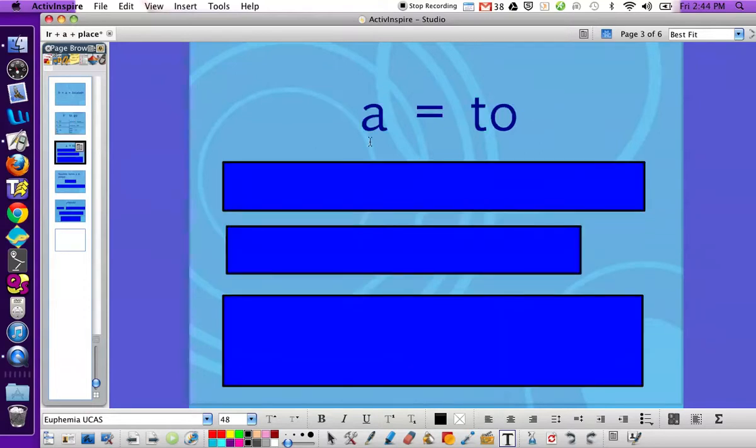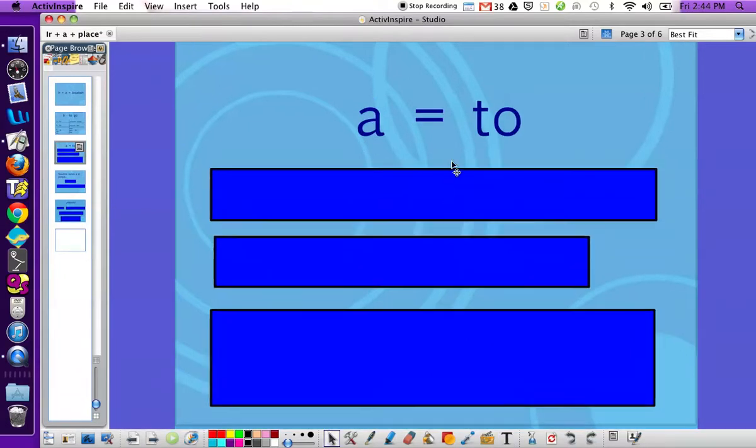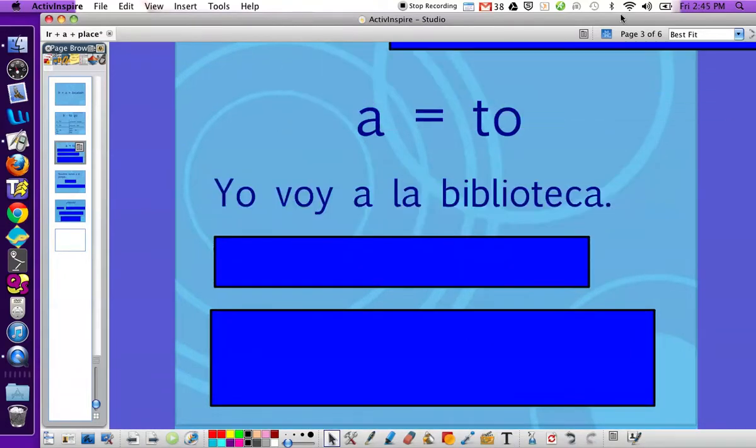A is a little word that means to. So if I say voy a, I'm saying I am going to. I can go to a place, like voy a la iglesia. Another one that we could use would be yo voy a la biblioteca. Think for a moment what that might mean. If you wrote down that it means I go to the library, you are absolutely correct.